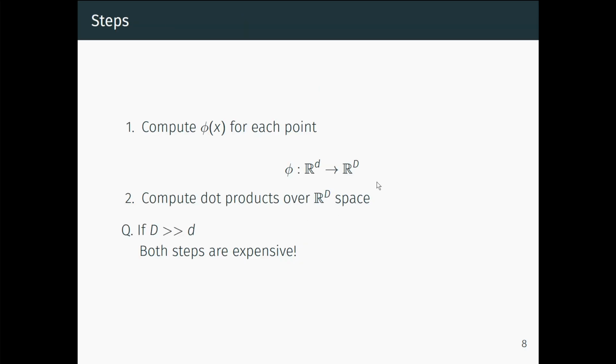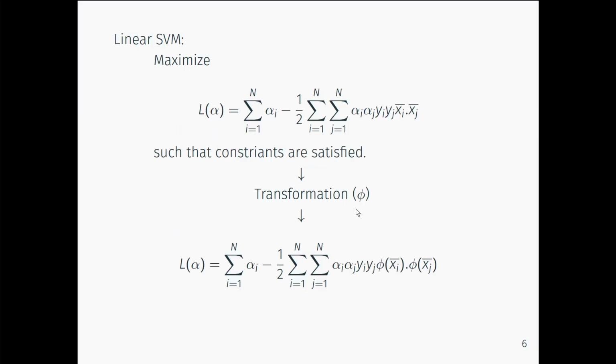And then you compute the dot products over the R^D space. In case you have forgotten what the dot products were, we had dot products between each pair of points in this expression, between xi and xj, and the other terms in this expression are all scalars. Alpha i and alpha j are the Lagrangian multipliers for the corresponding constraints, and yi and yj are the corresponding labels for the points xi and xj.